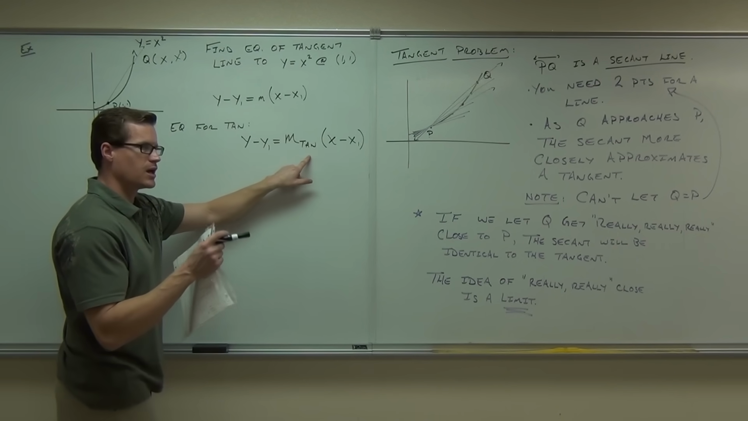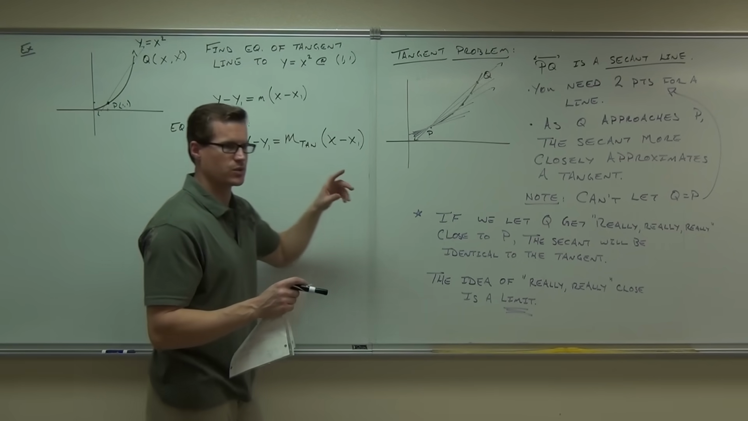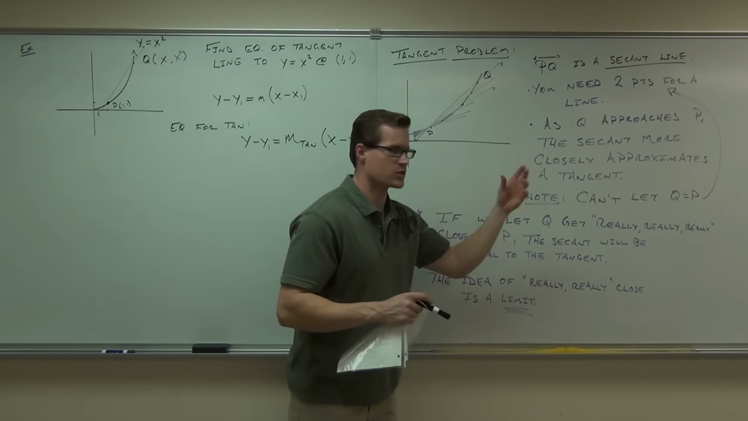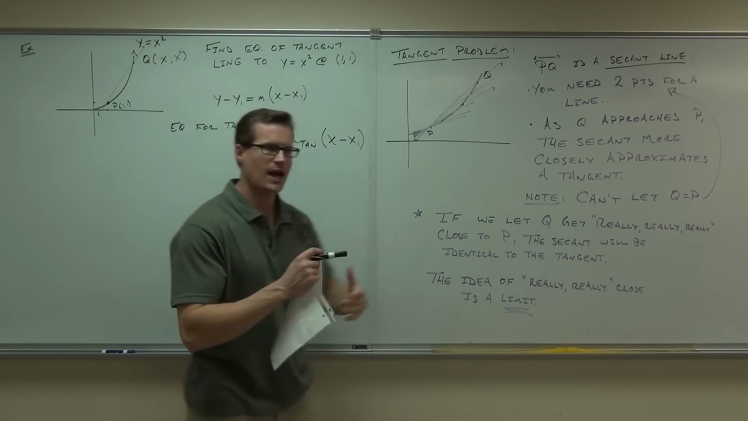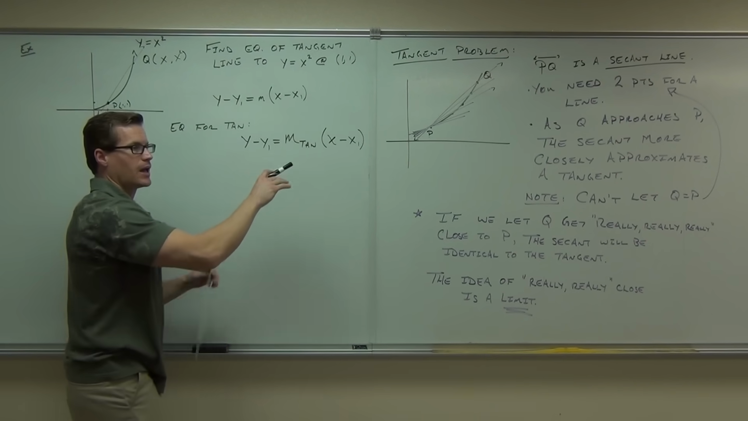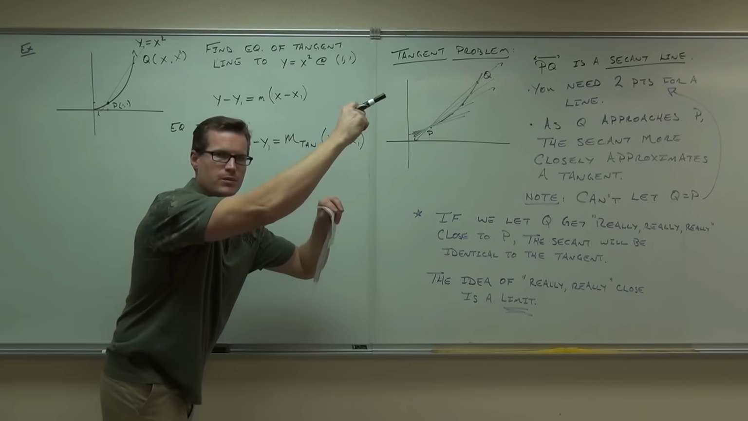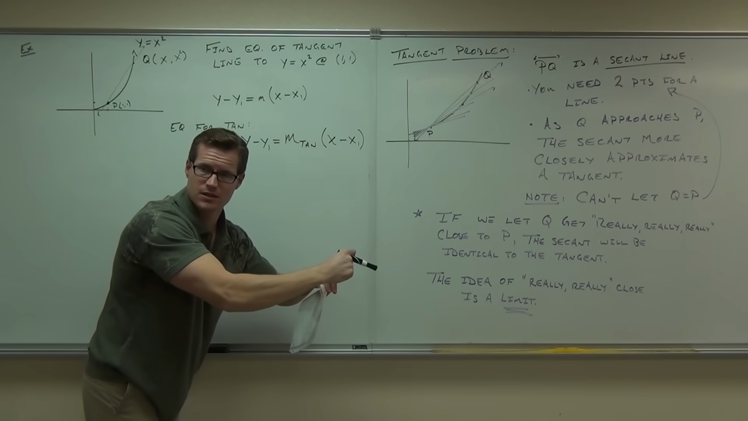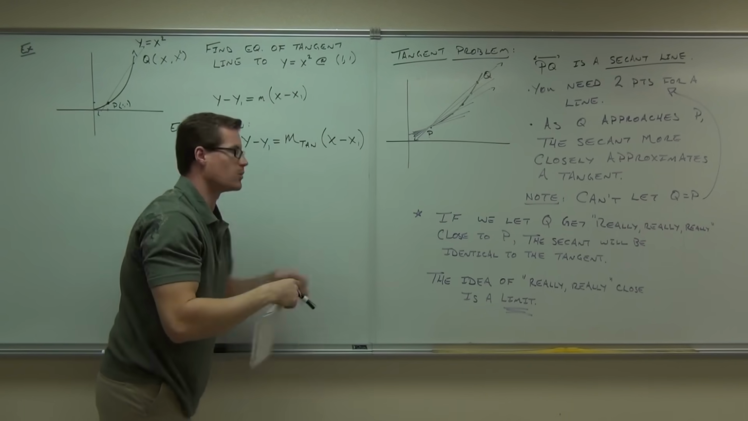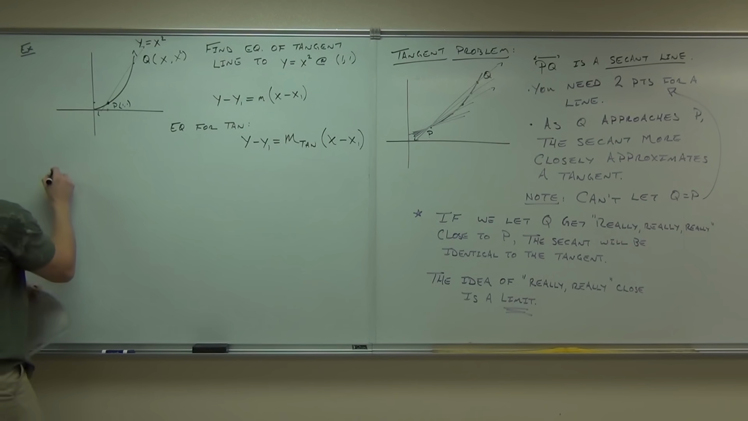The problem is, it's very hard to find the slope of a tangent line without doing the limiting idea. You can't do it because there's only one point there. So we're going to have to use the idea of a secant and make it into a tangent line by moving Q really close to P. Do you get the idea? Basically doing that with this problem. So let's take a look at the slope of a secant.